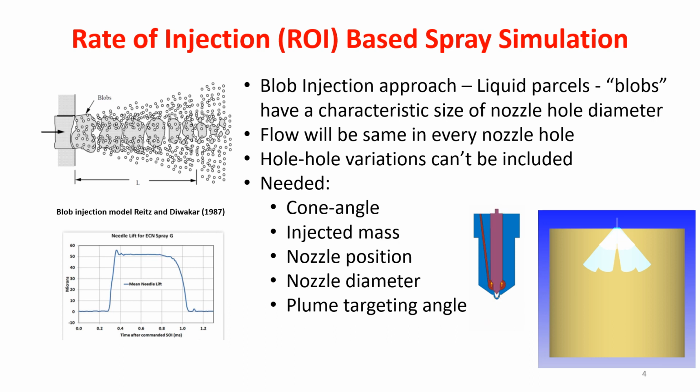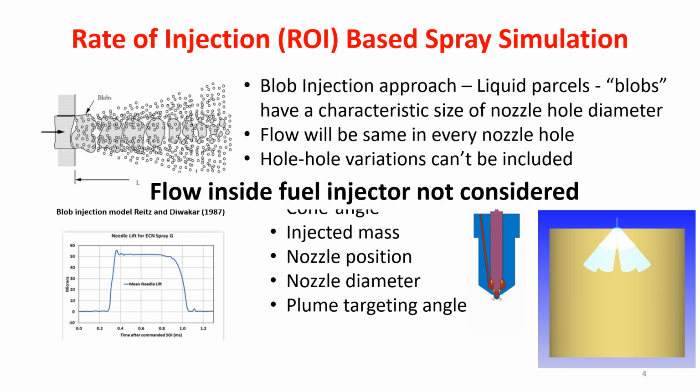Here in numerical simulations, a group of droplets which have similar size are called parcels, and the blob injection approach is considered. It means the injected droplet size is equal to the size of the nozzle hole geometry. For ROI-based simulation, spray cone angle, injected mass, nozzle position, nozzle diameter, and plume targeting angle are all needed and considered as the input parameters. Consideration of hole-to-hole fuel flow fluctuations and flow inside the fuel injector is not possible in an ROI-based approach, which is one of the limitations of this kind of approach.